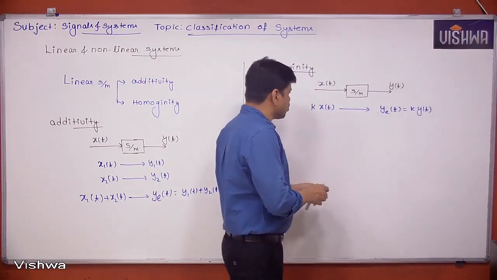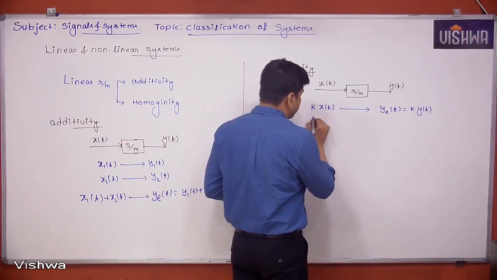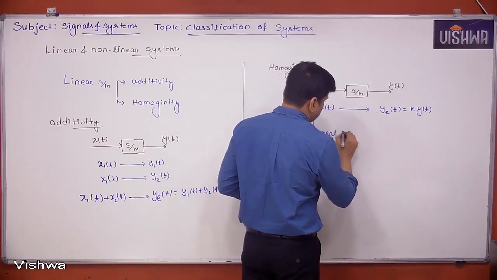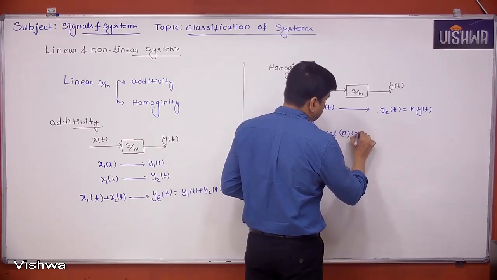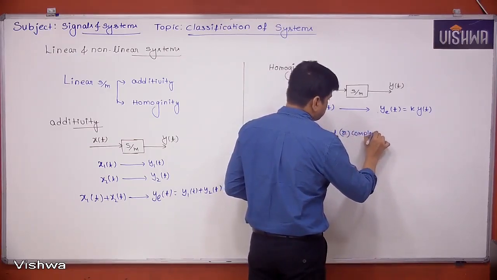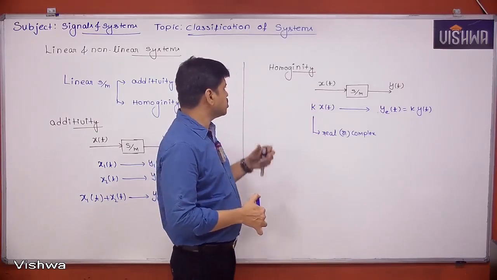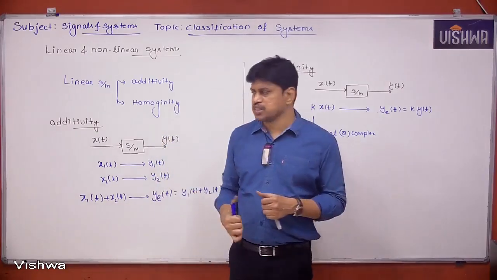Here we have to remember one thing. What is k? k can be real or complex. Some people will think it is only a real number. No, it can be a complex number also. Anything can be k. So this is about homogeneity and additivity. Okay, take it.